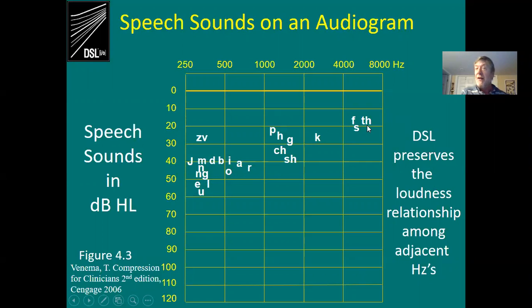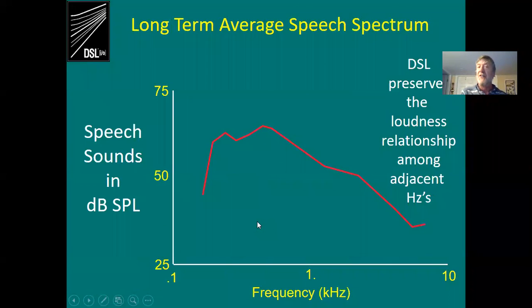Unlike NAL, DSL says let's keep that loudness relationship when aiding the person. So DSL is going to give more low frequency amplification than NAL will, because normal hearing people hear the vowels louder than the consonants. So basically, that's what DSL is going to preserve.